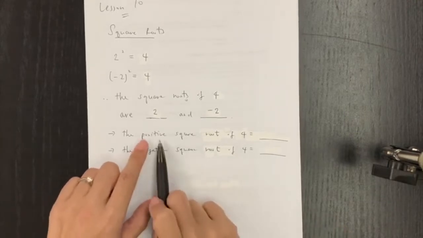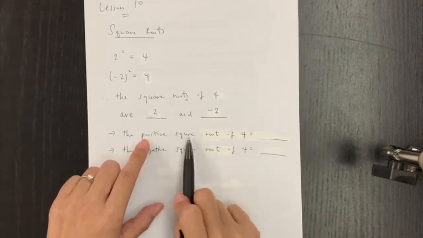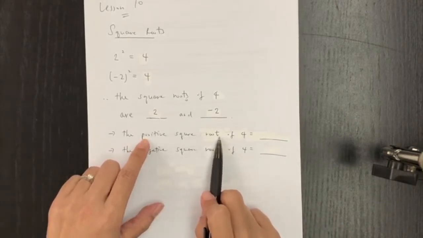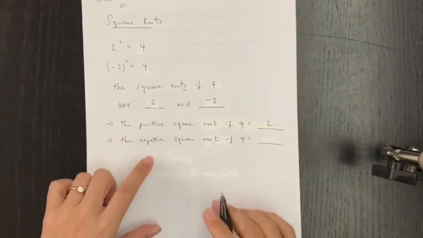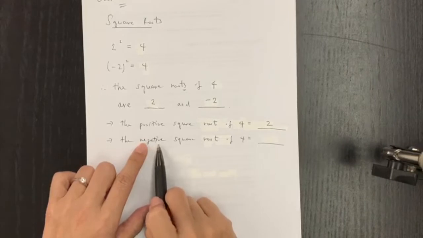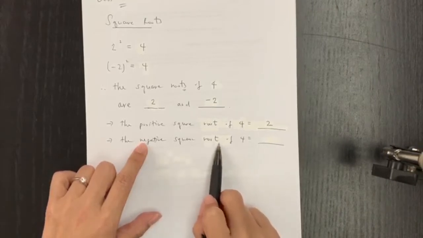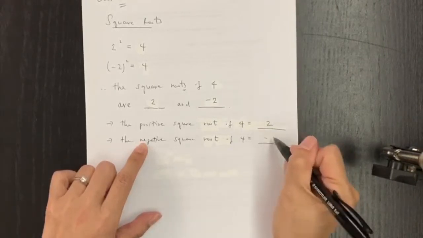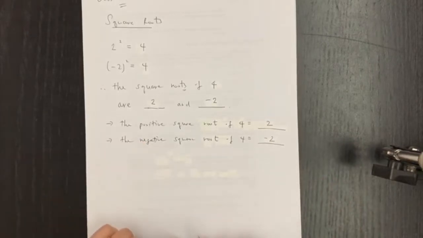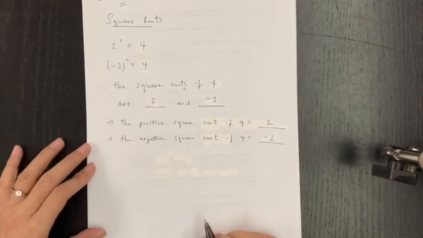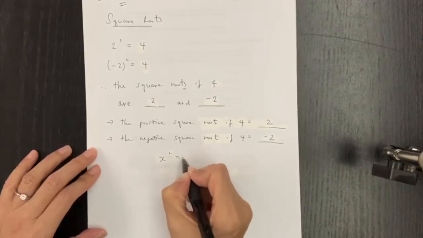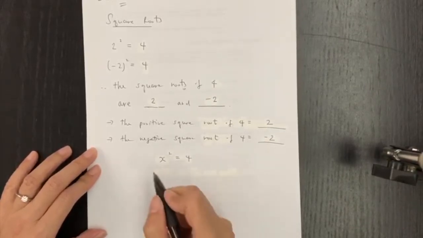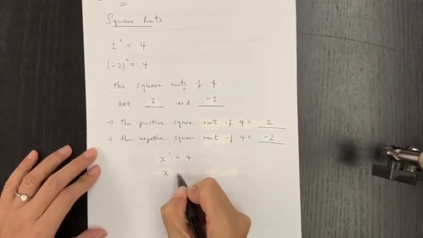However, if we have the condition of positive square root, just one answer, the square root of 4 will be 2. And we can have the negative square root, just one, of 4, which is minus 2. So this is the idea of square roots. So what about this equation? If x squared is equal to 4, then what is the value of x?